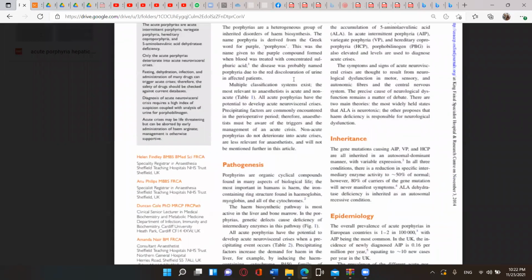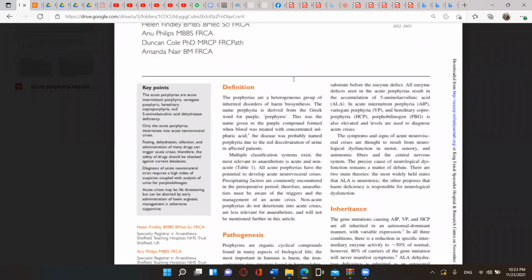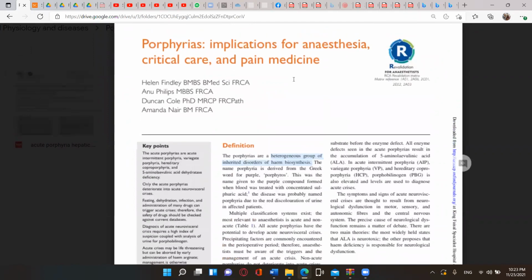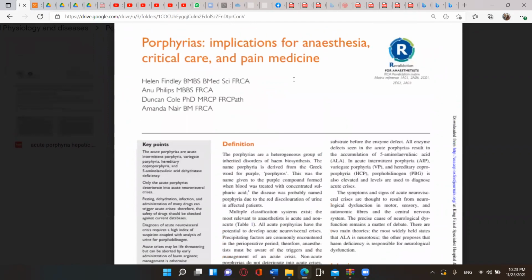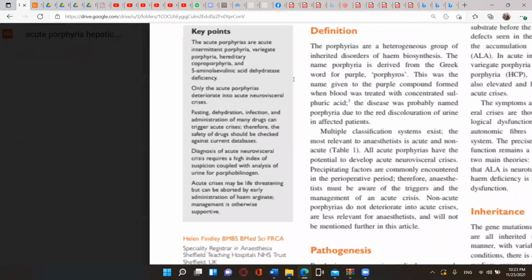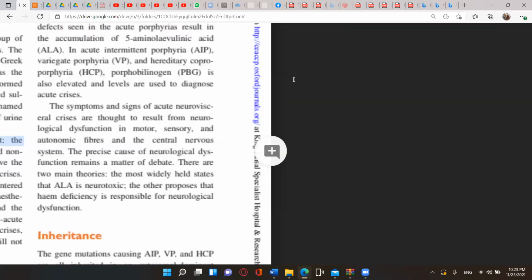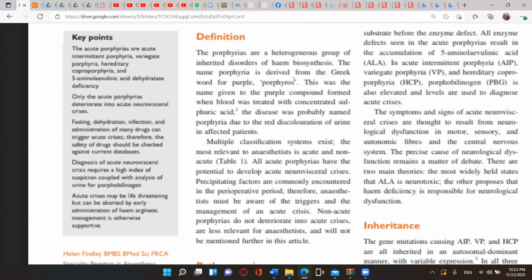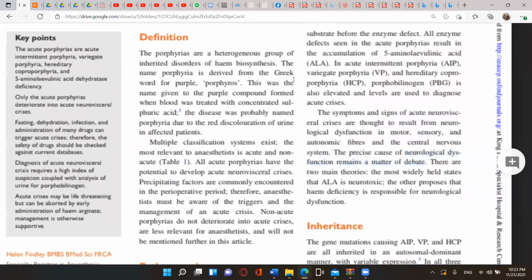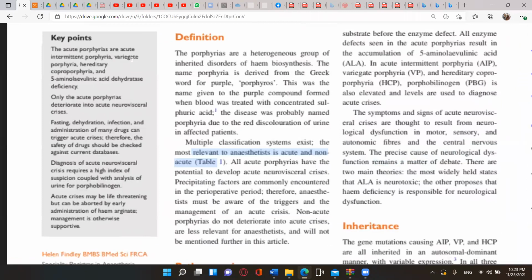By the way, I will take a few minutes to tell you how to read any article. If you don't want to read in detail, just have a look at the key points. You will find the main highlighted points. Acute porphyria, acute intermittent porphyria, variegate porphyria, hereditary: these are different names, but the most important for us is acute intermittent porphyria.